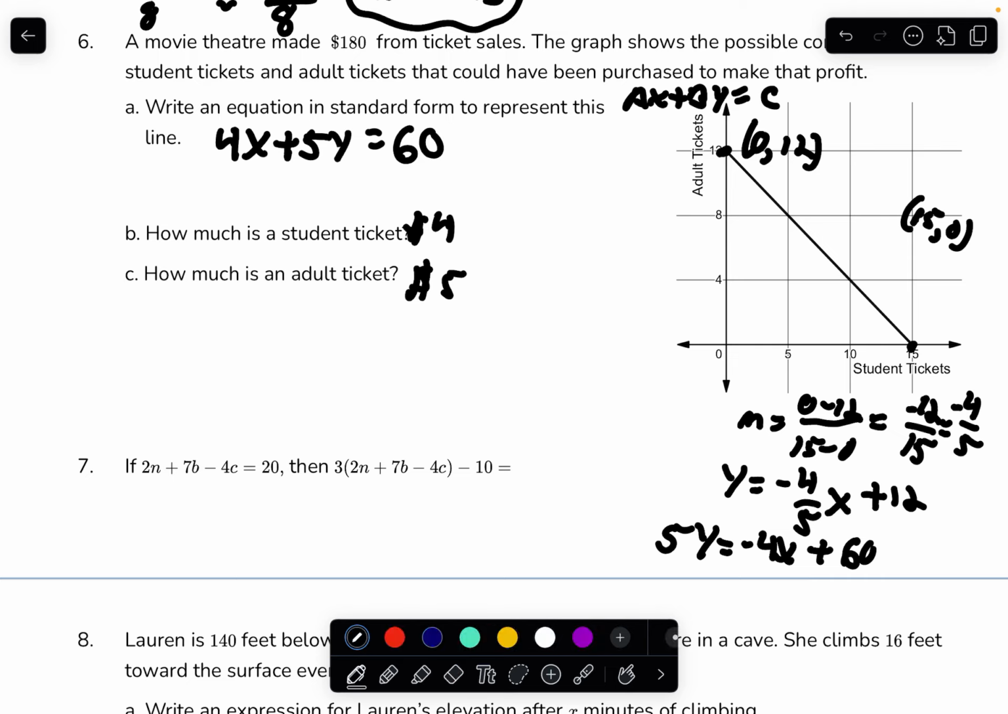Again, once you come up with this equation, and that should have been pretty straightforward. When they say how much is a student ticket, you just got to remember which, is it X or Y? That's student tickets. Well, it's X. So what's the number in front of X? It's 4. So it's $4 each. How much is an adult ticket? Well, the adult tickets are Y. The number in front is 5, so it's $5.